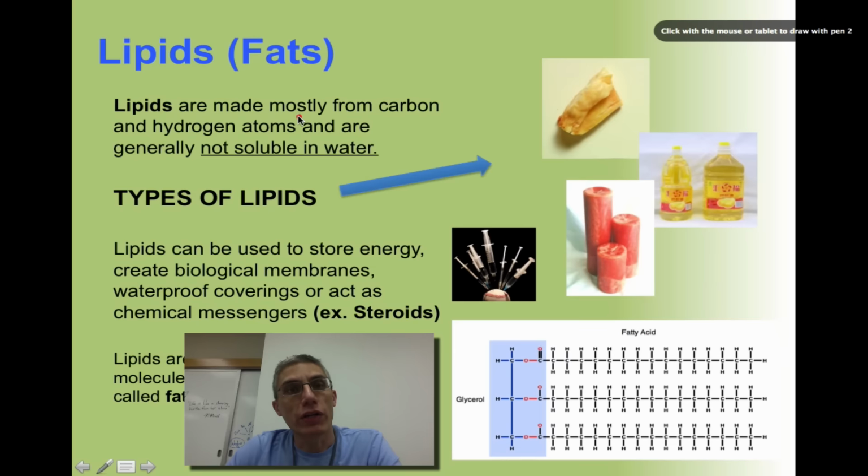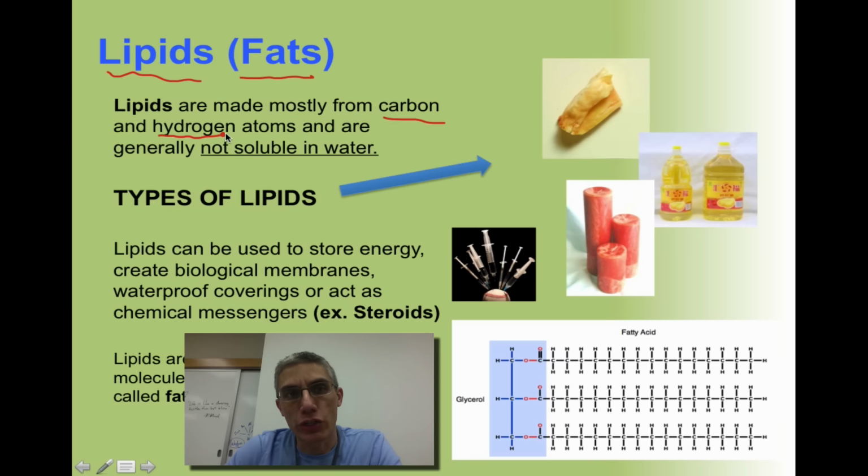So today we're going to begin our discussion by talking about the lipids, more commonly known as the fats. Lipids are made mostly from carbon and hydrogen atoms. If you recall, the carbohydrates were made from carbon, hydrogen, and also primarily oxygen. That's what makes this particular type of macromolecule a little bit different from the carbs we had talked about previously.